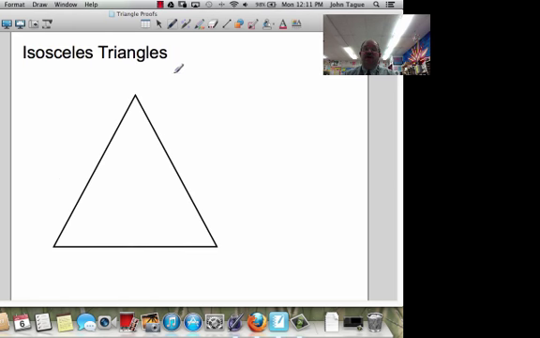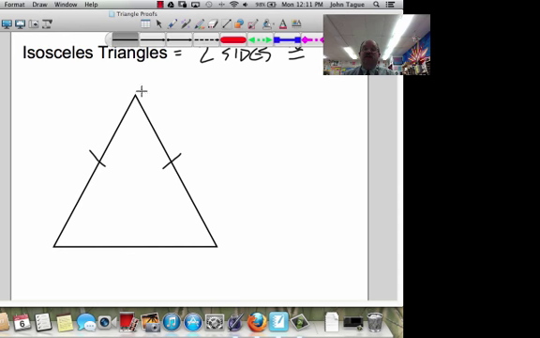Isosceles triangles. What's an isosceles triangle? Two sides are congruent. So boom, boom. What I'm going to do is draw a little line in here that we're going to call an angle bisector. I'm going to take this angle up top here and cut it exactly even. It may not be that way, we're just going to say that it is, okay?